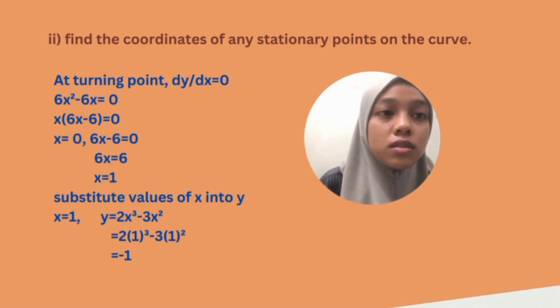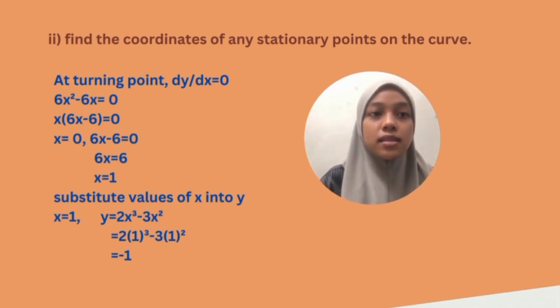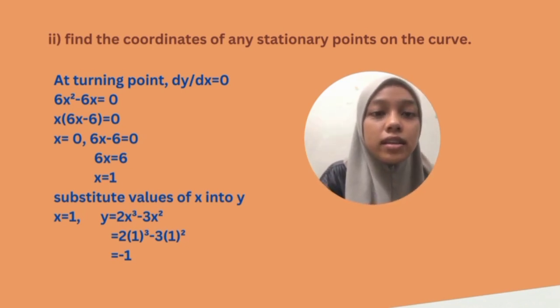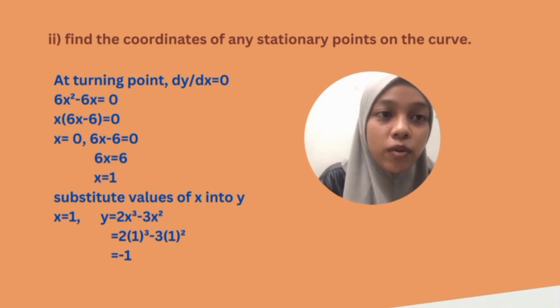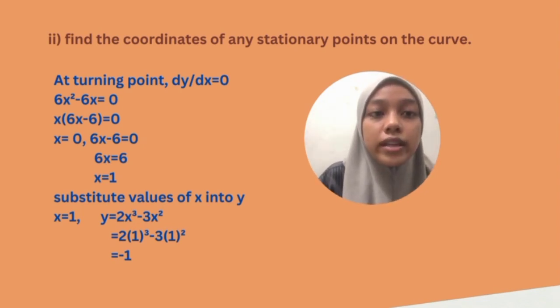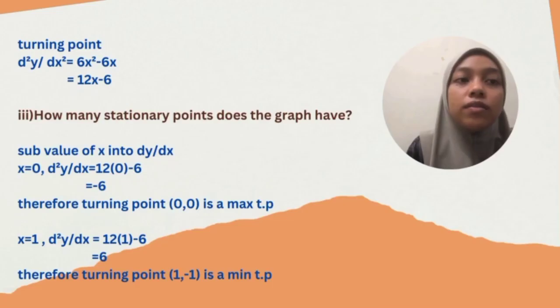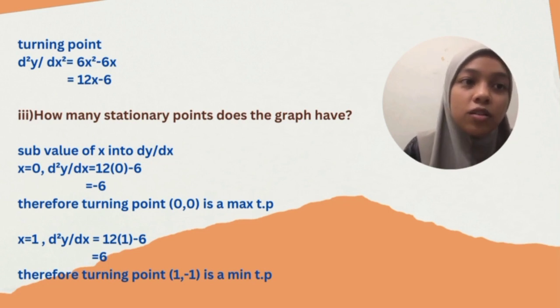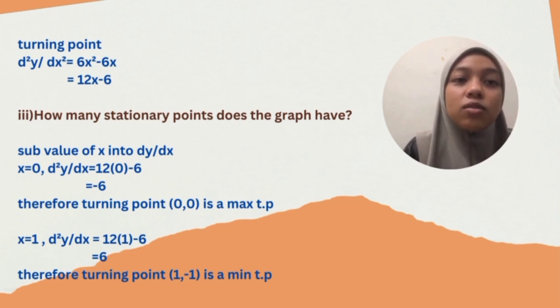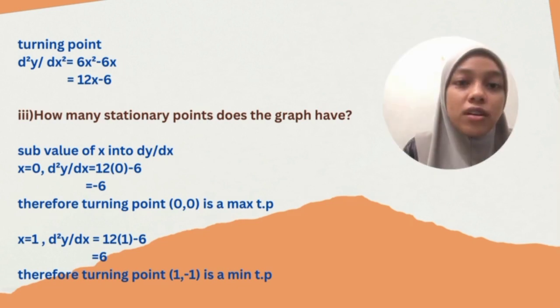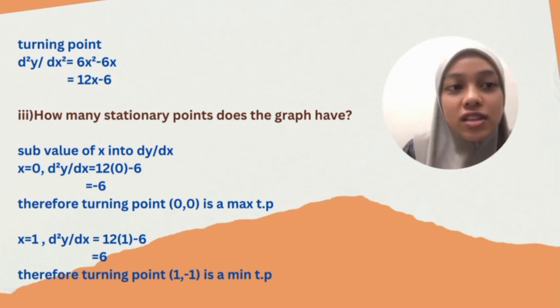First, you must find the x. So the answers for x are 0 and 1. Then you must substitute the values of x into y. So the answers for y are 0 and negative 1. And for number 3, how many stationary points does the graph have? So you must substitute the values of x into the second derivative. For the first point you will get negative 6.